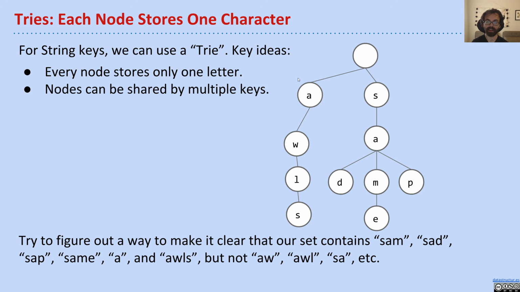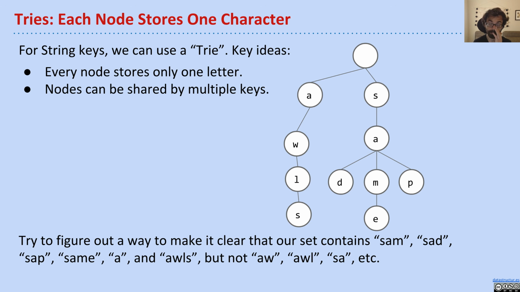So what I'd like you to do now, your second challenge, is figure out a way to make it absolutely crystal clear that this set contains exactly sam, sad, sap, same, a, and alls. And I'll give you a hint, which is you don't need to change the links at all.